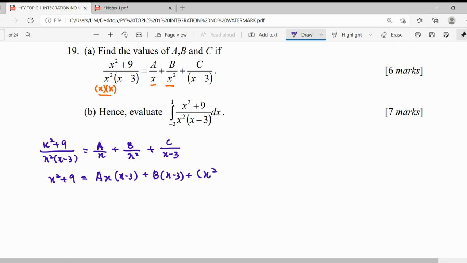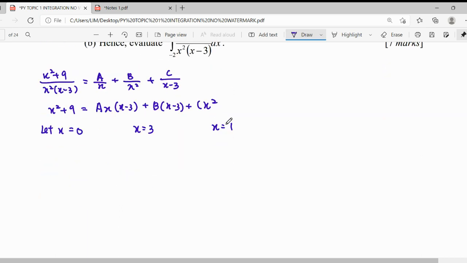Okay, so after reforming this equation, it is going to help us find out A, B, C. We have three unknowns here, so we're going to substitute three times. We can let one of the roots be 0, another value is 3, and for the other x we don't have any roots anymore from this factor, so we can use a random number. I make it 1 so that the calculation is easier. It is up to you whatever number you want.